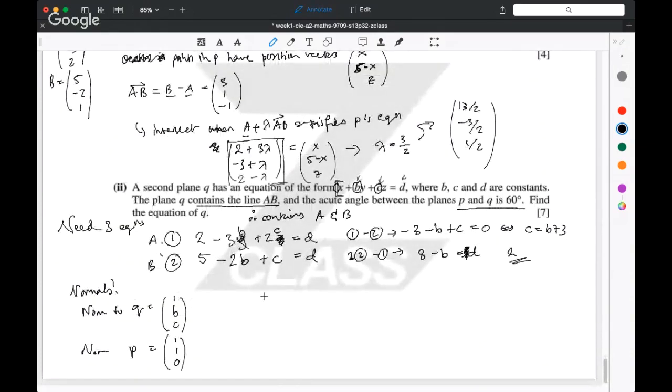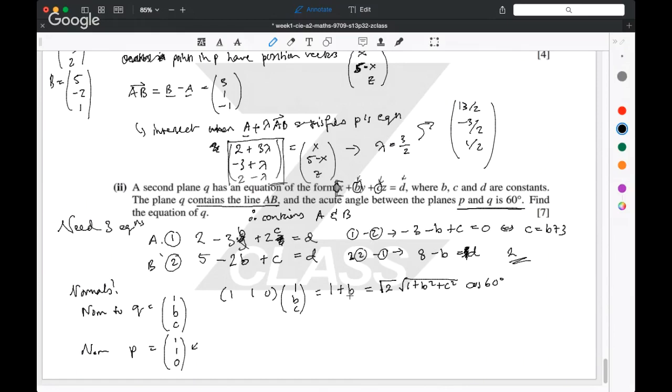So just 1, 1, and plus 0 times z. So if the acute angle between the planes is 60 degrees, that means that we can use the dot product. So the dot product between the normals is 1, 1, 0, dotted with 1, B, C. And that's equal to 1 plus b. And this is equal to the magnitude of the normal, which in the case of P is square root of 2, times the magnitude of the other normal, which is the square root of 1 plus b squared plus c squared, times the cosine of the angle between them.